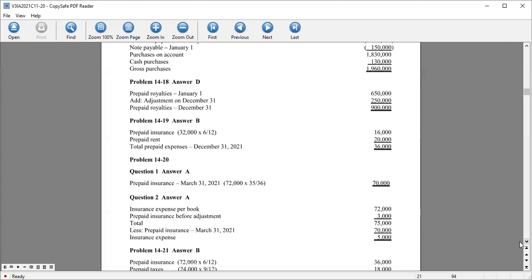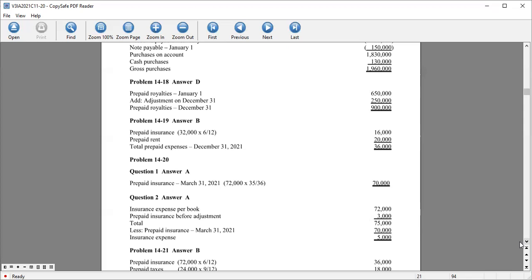14-19 on December 31, 2021. What amount should be reported as prepaid expenses? So we have now prepaid insurance, 32,000 times 6 over 12. So 32,000 times 6 over 12, and we have prepaid rent. So the total of the prepayments on December 31, 2021 is 400,000. Next, we go to problem 19. By the way, number 18, what should be reported as prepaid royalties at year end? The answer is D, the amount of 900,000.